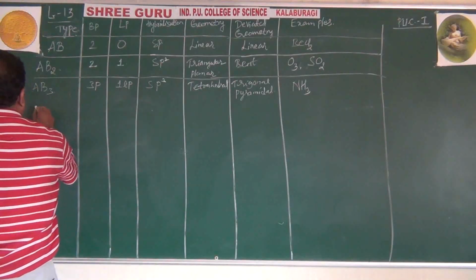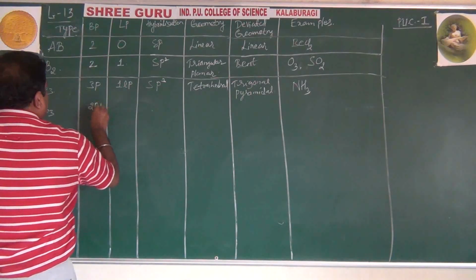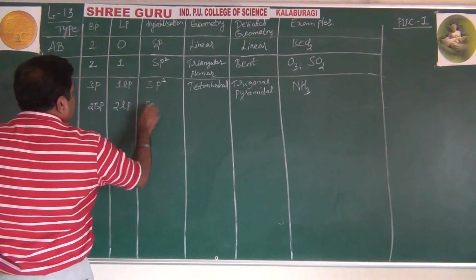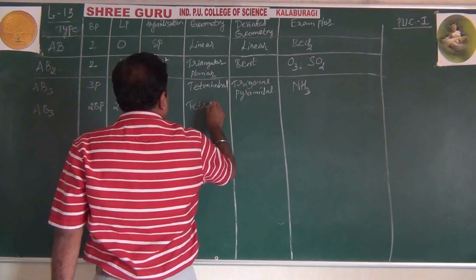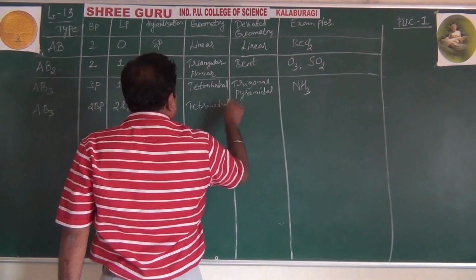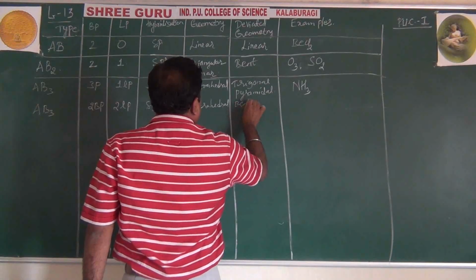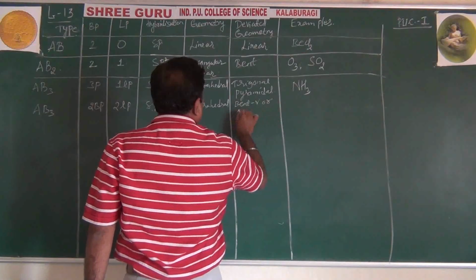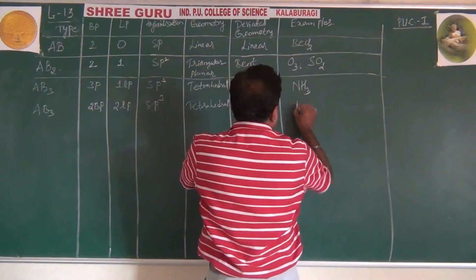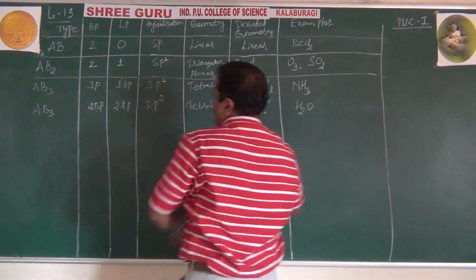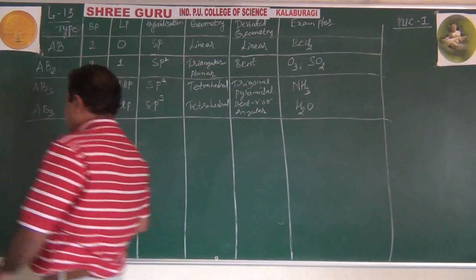Here itself, if it is the same AB type, 2 bond pairs, 2 lone pairs, here also sp3. Tetrahedral was expected, but it is deviated to bent, V or angular, right? So the example here is H2O, water. Best example, water. If the number of electron pairs is 4, this is the case.